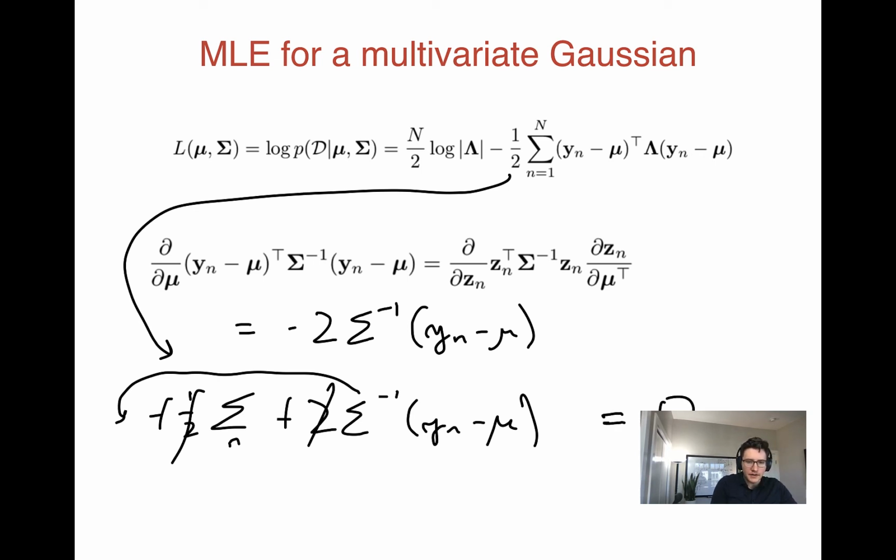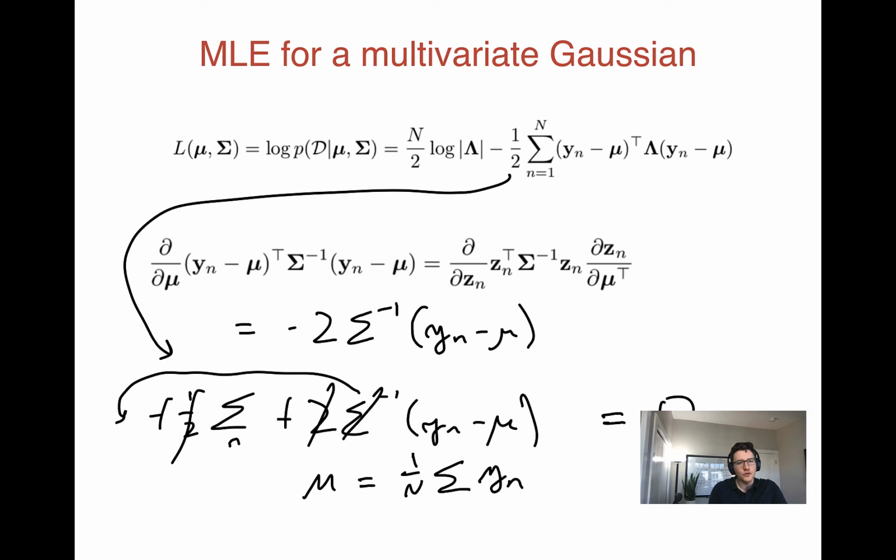We can multiply both sides by sigma, so that sigma goes away, and we end up getting the intuitive result that mu equals 1 over n sum Yn. That is, our MLE of mu is just the average of our values. So this is exactly the same as what we saw in the univariate case. Just note that Yn is a vector in this case because this is a multivariate observation, and same with mu. Mu is a vector of means.